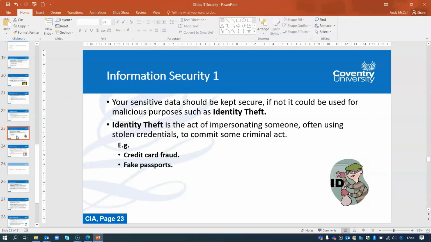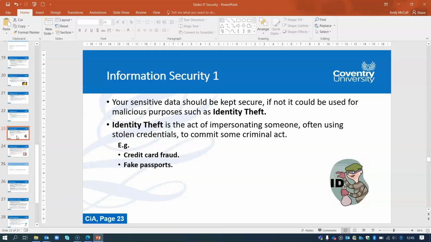So sensitive data, yours or any organization's, should all be kept secure because it can be used for malicious purposes, and that is what we call identity theft. Identity theft is the act of impersonating someone, often using stolen credentials to commit some criminal act. They may obtain your credit card or bank details, even a fake passport or driving license, to use for malicious purposes for their own reward.